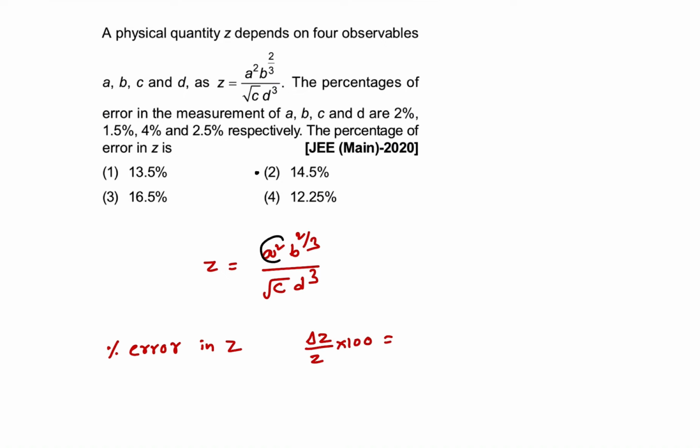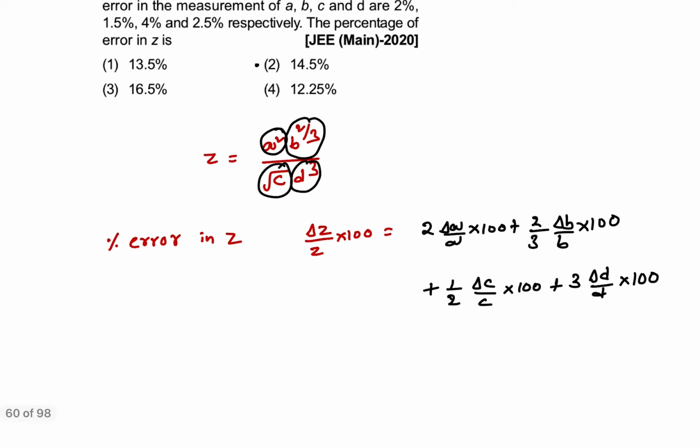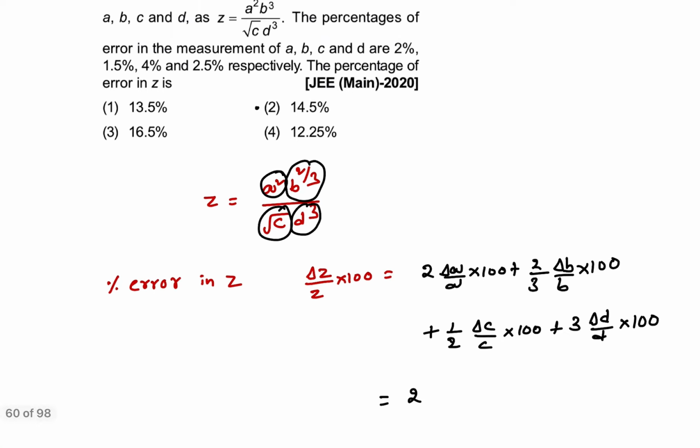Now the percentage error in Z can be written as delta Z by Z into 100 is equal to the percentage error in A square, which is 2 into delta A by A into 100, plus the percentage error in B to the power of 2 by 3, where the power is 2 by 3 times delta B divided by B into 100, plus root C. Root C is nothing but 1 by 2 into delta C by C into 100. Similarly, the D cube percentage error can be written as 3 into delta D by D into 100.